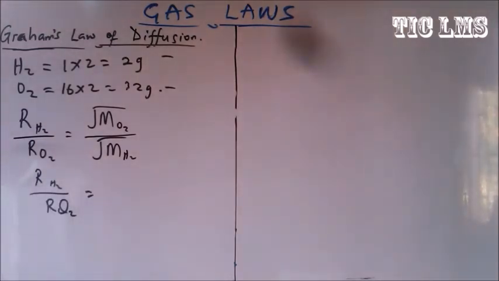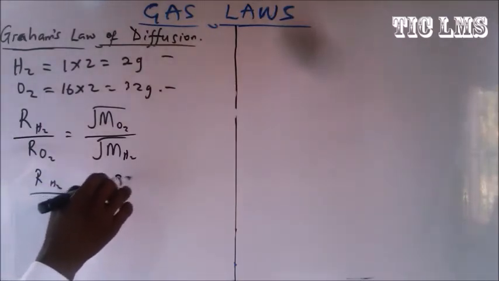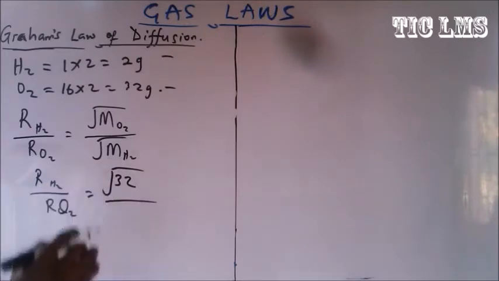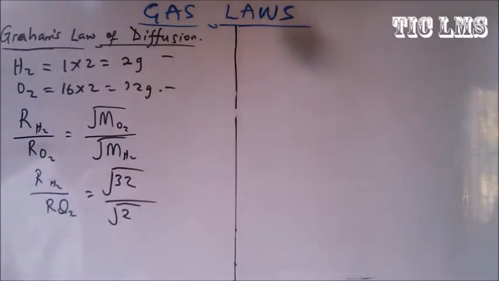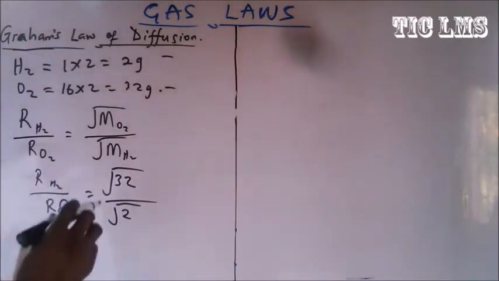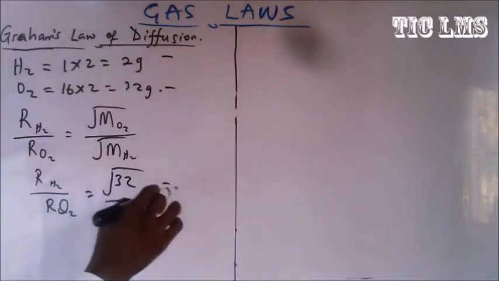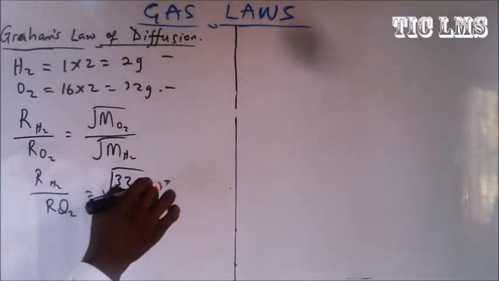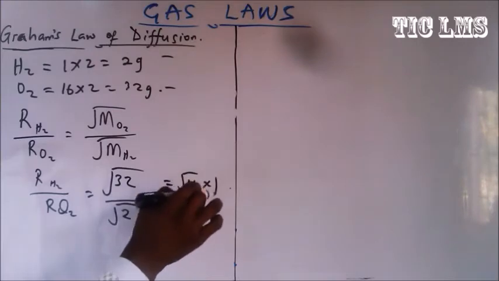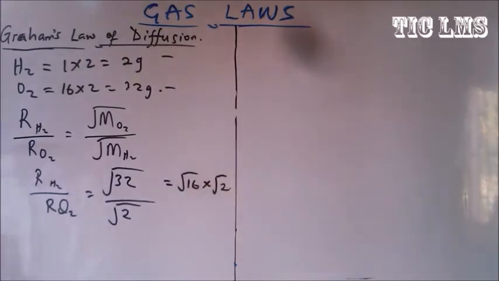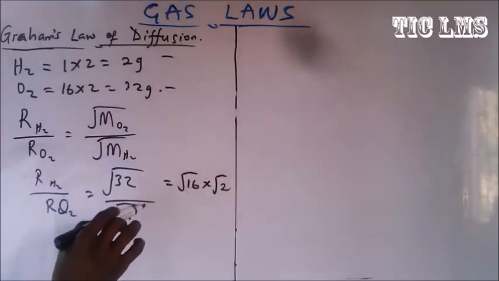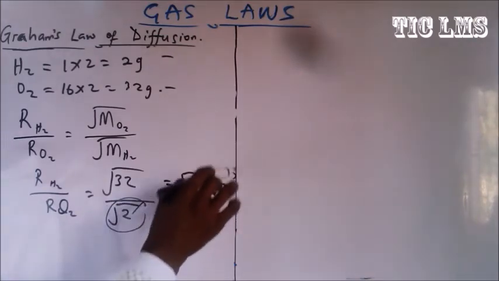But the relative molecular mass of oxygen is 32. And then for hydrogen, we have it as 2. Now let's take note that we can't just cut this out like that, except to rationalize. And so to solve this out, we can say that square root of 32 is equal to square root of 16 times square root of 2. Now with that, we'll take out these 2.